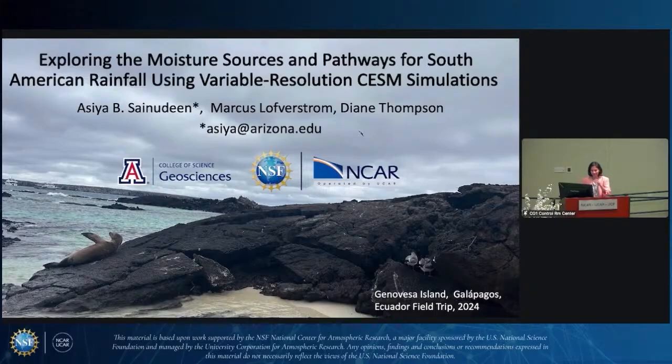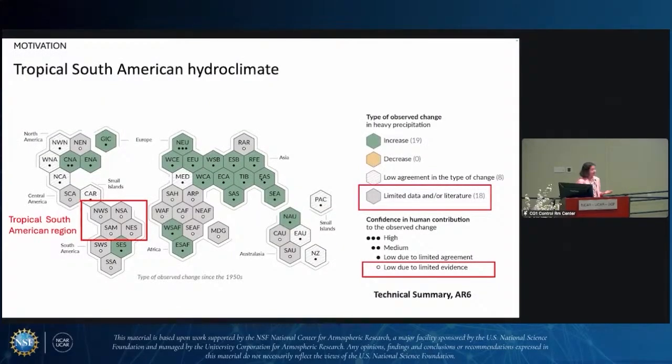Hi. Okay, so I'm here to introduce a new set of interesting simulations that we can use to study the moisture sources and pathways, especially for the tropical South American rainfall, and to study its variability. Tropical South America is one of those regions where we don't have enough data or literature to characterize the trends in the extreme rainfall events. So all the gray hexagons that we see here, over the tropical South American region, mean we don't have enough data.